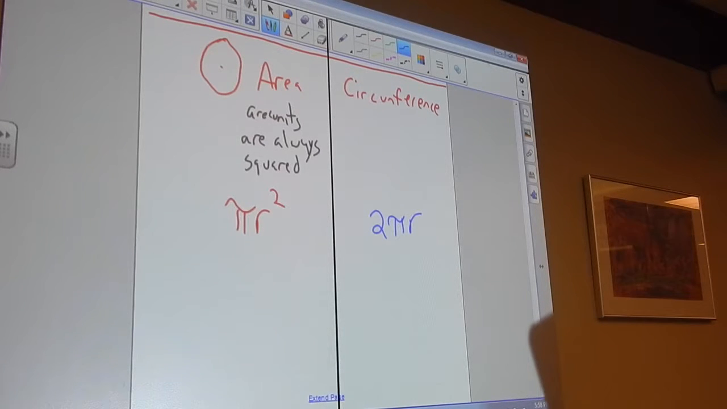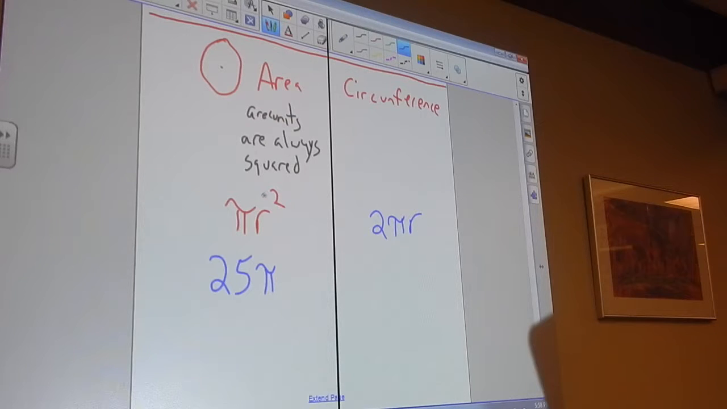Now look, let's take for example. Say I know that the area of a circle is 25 pi. That means they've already done the calculations for me. Now, let me back up real quick.